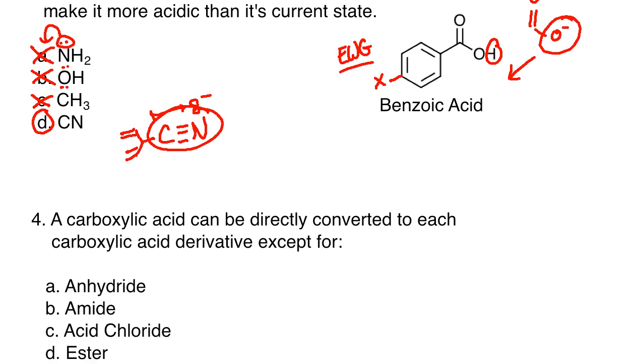Okay, so all three of these were strong electron donating groups. Okay, so those are definitely out. That's the opposite of what I want.